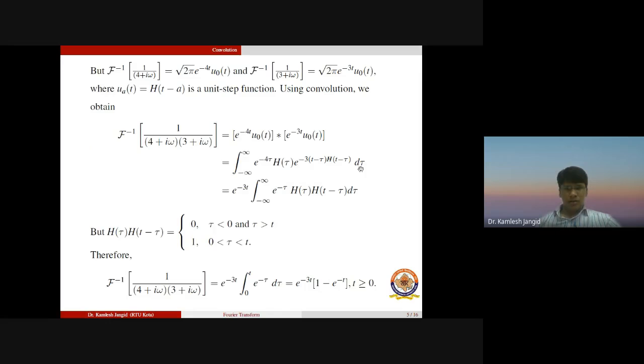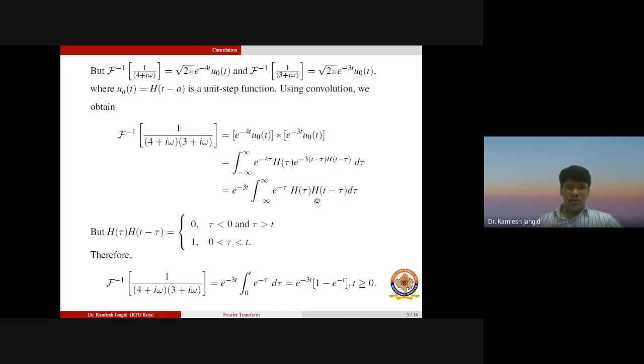All right. Now, if we simplify, then we get this is equal to e raised to the power minus 3t times the integration from minus infinity to plus infinity of e raised to the power minus tau, right? H of tau, h of t minus tau d tau. Now, if we simplify this unit step Heaviside function, h of tau, h of t minus tau, by using the definition of the Heaviside function, then we get that it is 0 when tau is less than 0 and tau is greater than t. It means this product of Heaviside functions has unit value 1 in the interval 0 to t, and outside this interval it has 0 value, right?